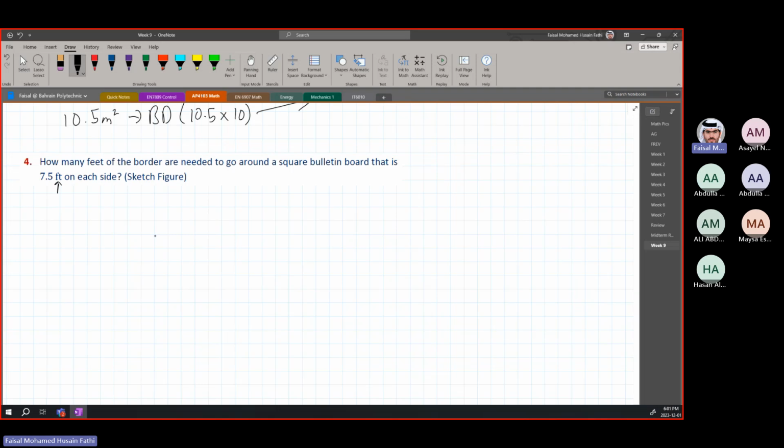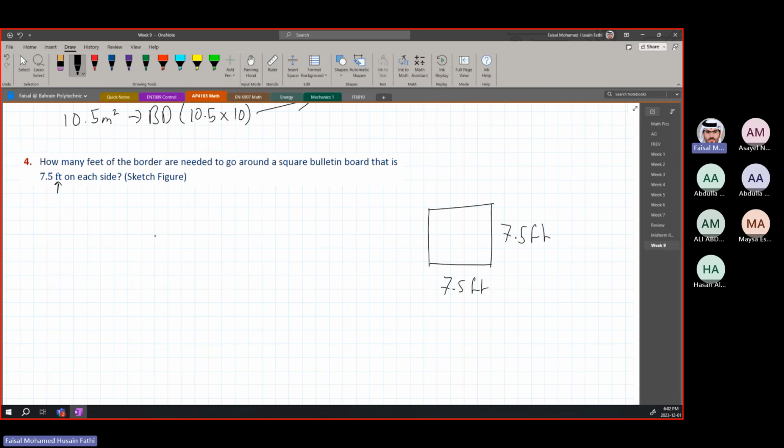What is a bulletin board? You know the advertising boards you see in the streets, or maybe a board at the university. Have you seen the boards at the university, where they post the health and safety things or notes or whatever, or pass leader photos? That's a bulletin board. Okay, so we have a bulletin board and it's a square shape. It's 7.5 feet on each side.